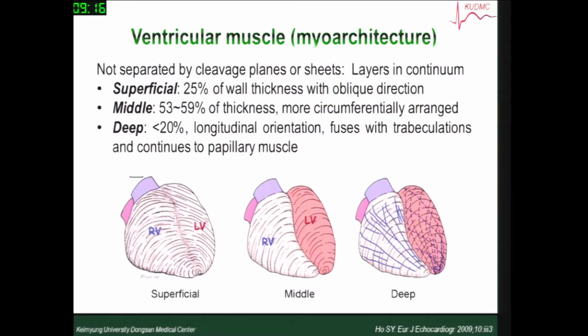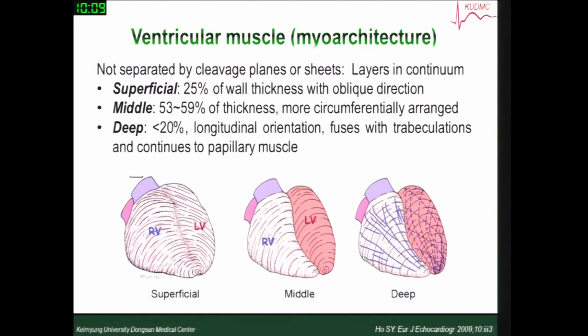And the architecture of the ventricular muscle, some of you may have already seen. There's a kind of sheet of ventricular muscle. If you dissect the muscle carefully, you can make one big rectangular spread sheet. It cannot be separated by a cleavage plane or sheet, and there are 3 layers. The superficial layer is about 25% of the wall thickness, the very outer side. It has an oblique direction from the base to the apex. The middle layer is the thickest portion of the muscle, and it has a circumferential direction. And the deep layer is the thinnest portion, and it has a longitudinal direction from the apex to the mitral valve area, and it fuses to the trabeculations and continues to the papillary muscle.